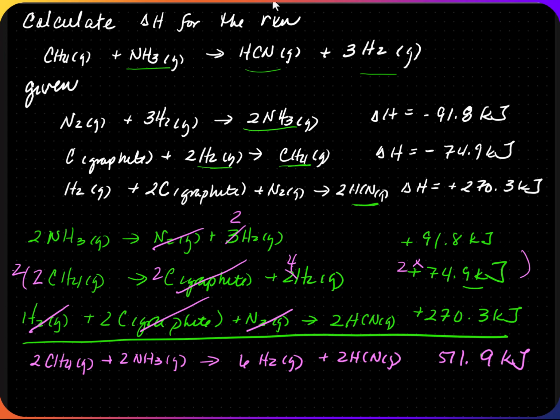To make my equation look exactly like the top one, I need to divide everything by 2. Even the delta H. So when I do that, I get 256.0 kilojoules. One place after the decimal. This becomes 1, this becomes 1, this becomes 3, and this becomes 1. We need to rewrite the equation.